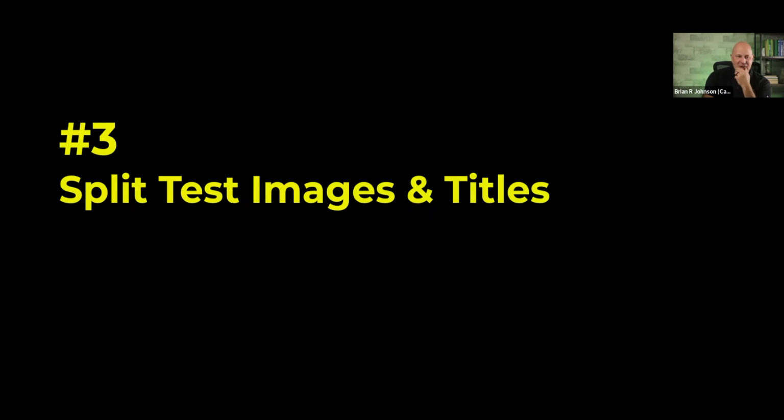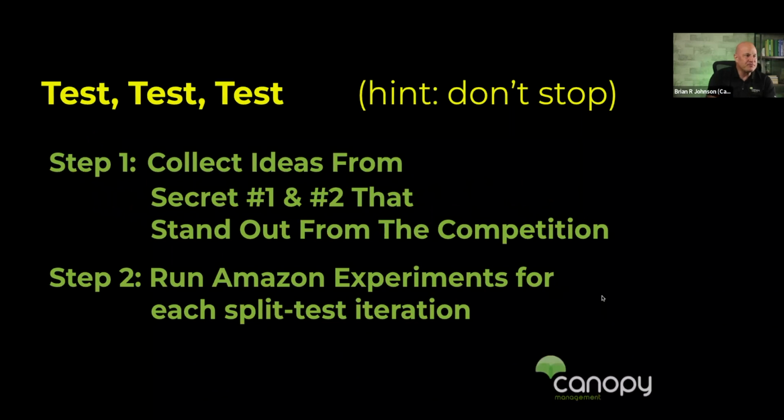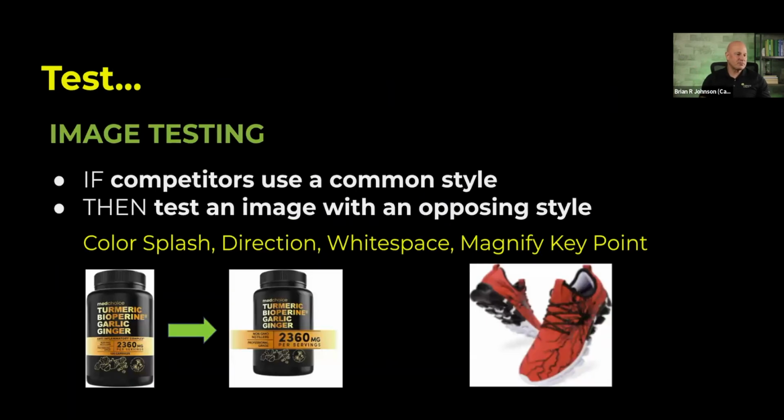All right, so let me kind of get into some examples here really quick. We went through and you collected some ideas of what stands out from your competition. What is a contrast from your competition? What is completely different from your competition? The road less traveled, as I like to say. From your image, we talked about in Secret 1, and your title in Secret 2, we want to put these into Amazon Experiments, and we want to run these in each of a 4-week split testing iteration. Okay, don't stop, keep on doing it every 4 weeks, right?